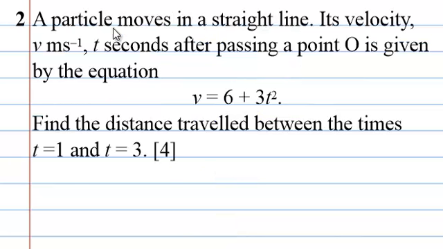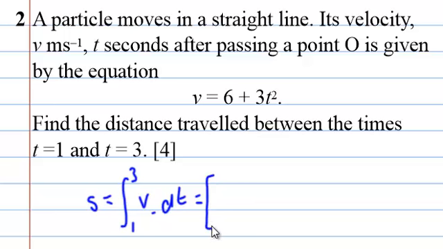Question 2. For a particle moving in a straight line with velocity given by this function or formula, to find the distance travelled between these times, we need a distance formula which is given as s is the integral from a lower limit of 1 to an upper limit of 3 of the function of v with respect to dt. If that function v is integrated, then we get 6t plus t cubed, which has to be calculated between the limits of 3 and 1.